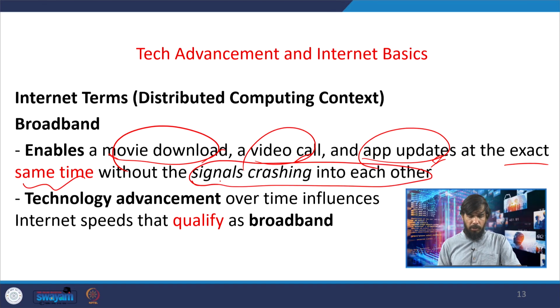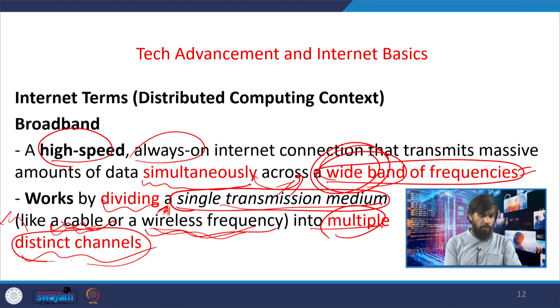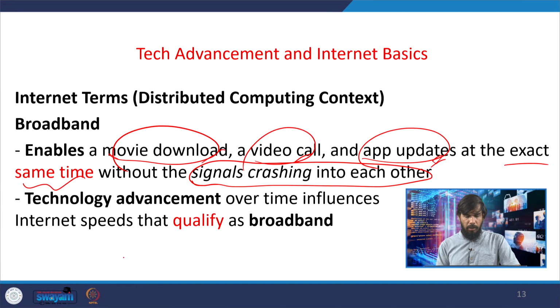Why is that possible? Because there are multiple distinct channels. Different channels can be allocated to different applications, whether it's a movie download, a video call or an app update. So, there is no signal crashing, and at the same time it enables the use of these different applications at the same time, right.